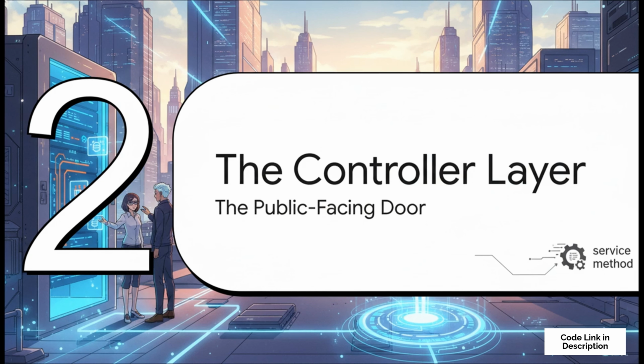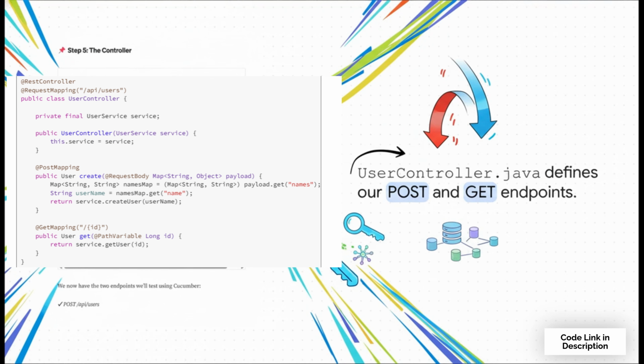We're moving on to the controller layer. This is the part of our application that listens for incoming requests from the internet and decides what to do with them. This piece of code really shows off how straightforward Spring makes building REST APIs. The @RestController annotation tells Spring this class is all about handling web requests.